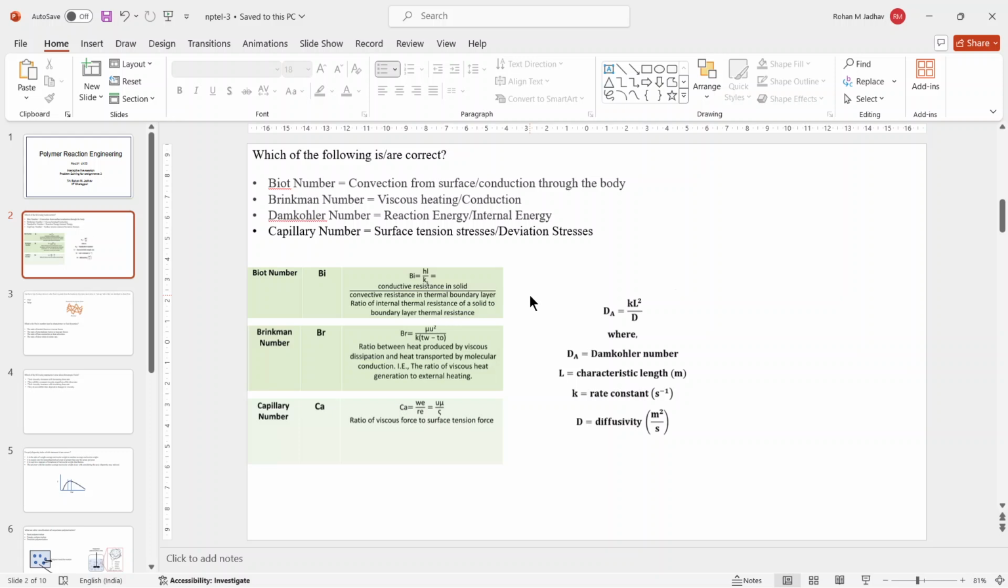So the first one is correct. Even if the terms are reversed, it is correct, because the correct definition is exactly that: convection from the surface divided by the conduction through the body.